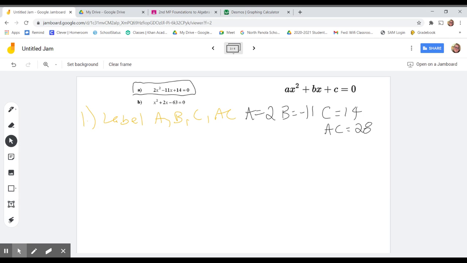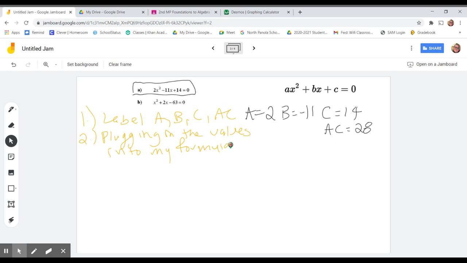All right, so I've got that labeled. Step 2 is going to be plugging in the values into my formula.